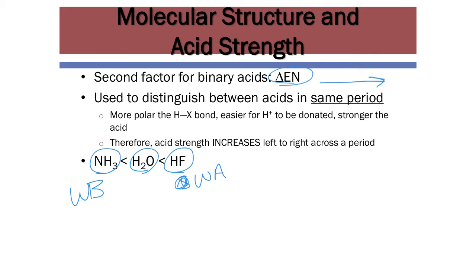And that's because our bond becomes more polar, so you're going to have the H+ donated a little bit easier. So for our binary acids, as we move down the group, our acid strength increases, and as we move across a period, the acid strength increases.